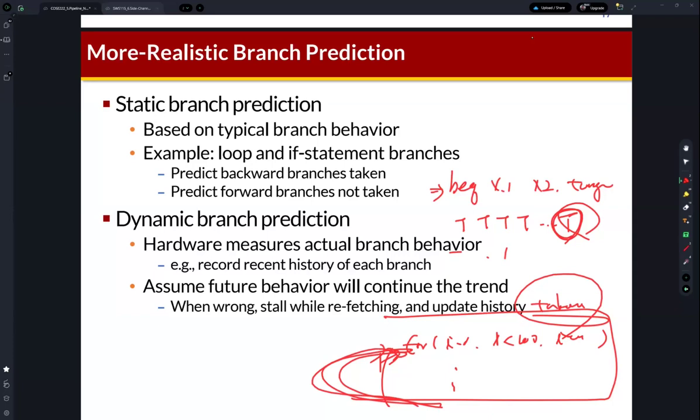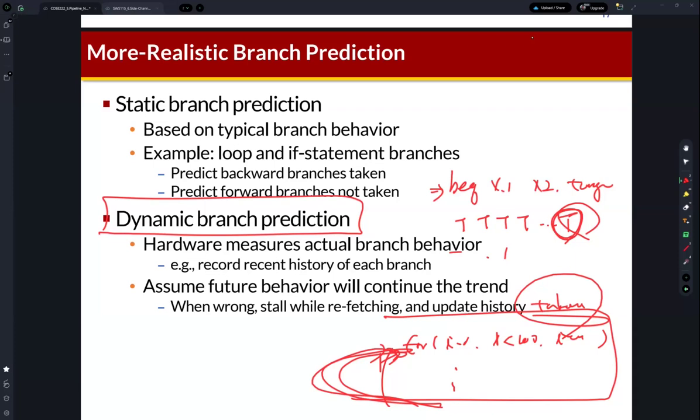So this is the dynamic branch prediction. It's called dynamic branch prediction because a processor checks the result of branch instructions at runtime. So it dynamically checks the result of a branch instruction.